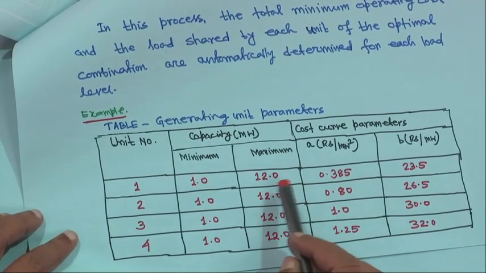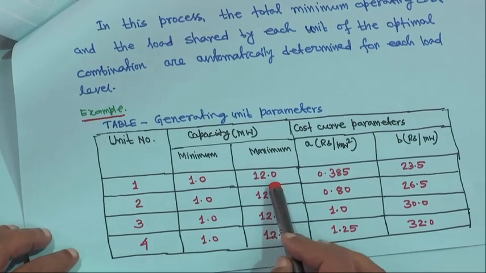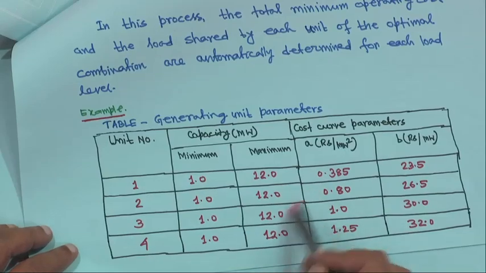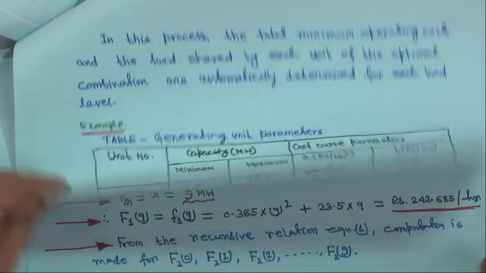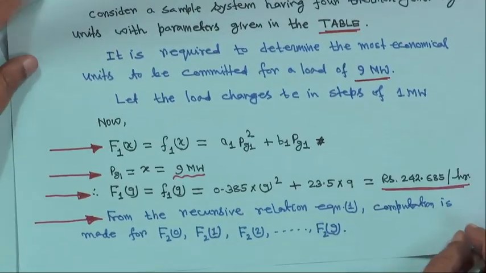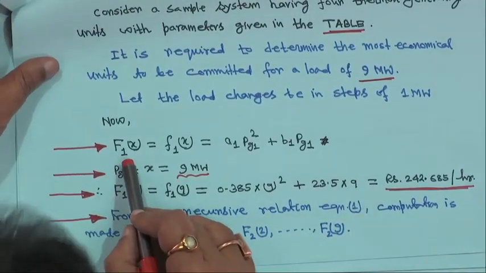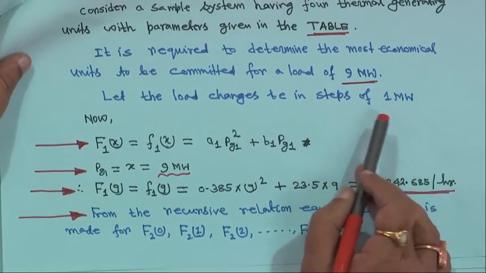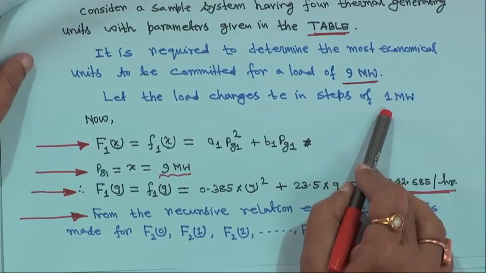So, we have to see, sometimes 1 unit is possible, because the maximum is 12, whether it is economical or not. Or 2 units also possible, 3 units also possible, 4 units also possible. But we have to see which combination. So, in this case, first, suppose the load changes in steps of 1 megawatt. We are changing the load step change of 1 megawatt only.